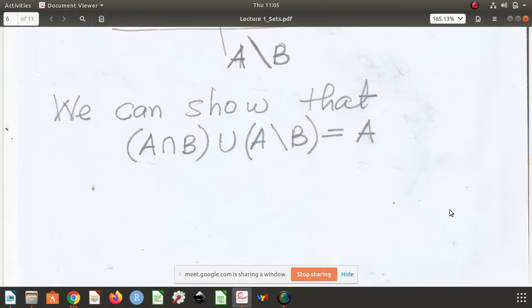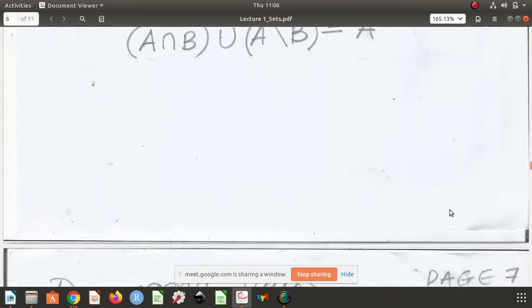That is this property. The intersection of A and B union the complement of B in A will be equal to A. We may never use these properties, but it's just good to understand what they're saying.